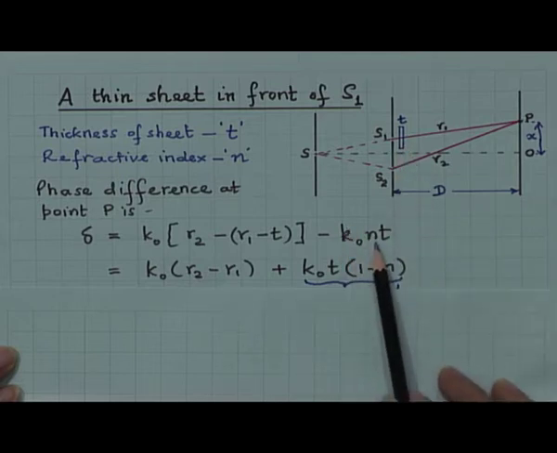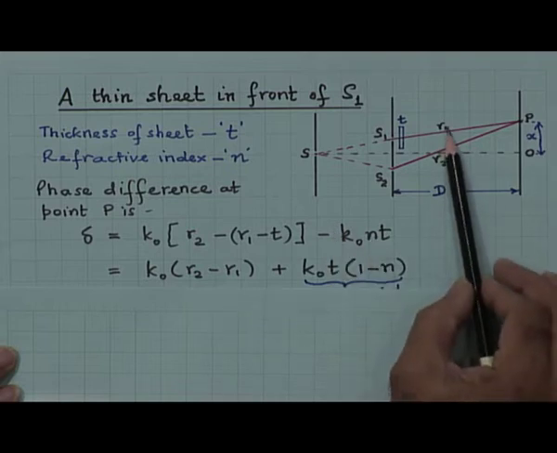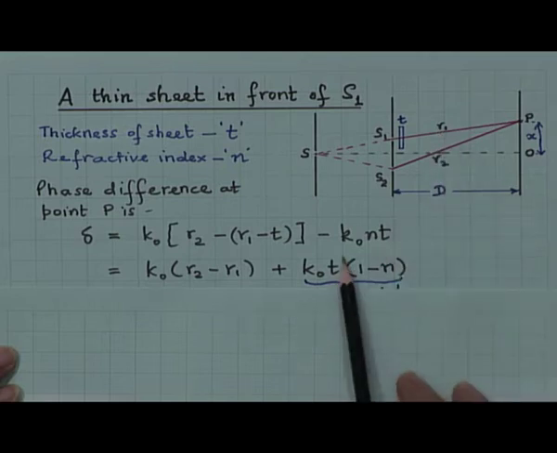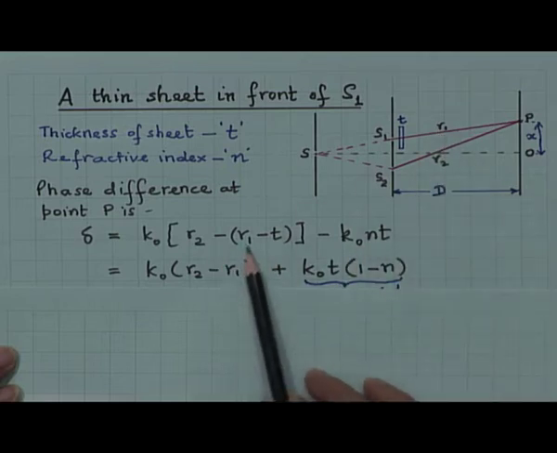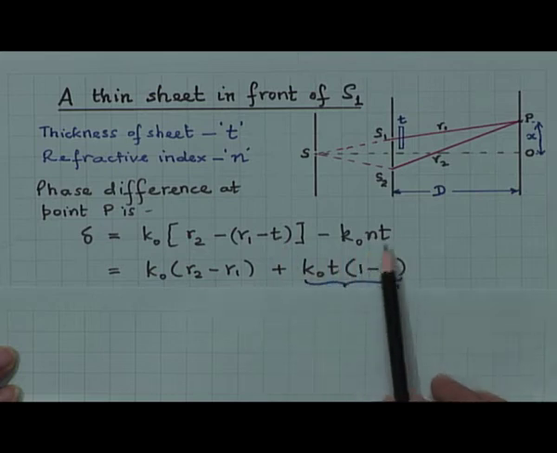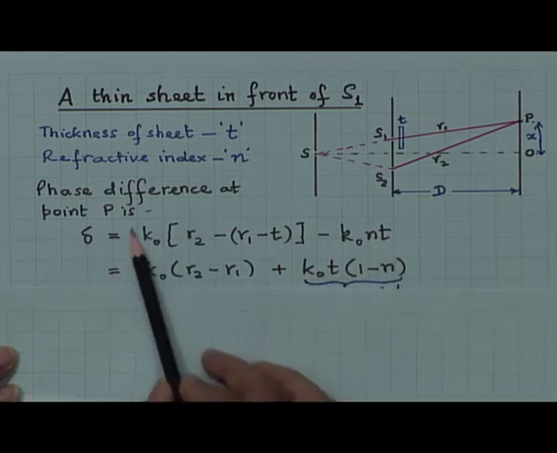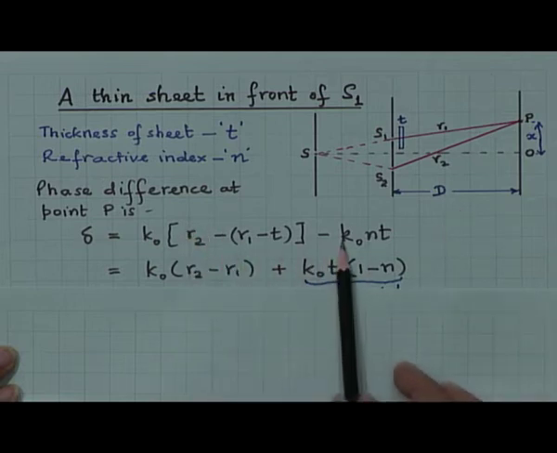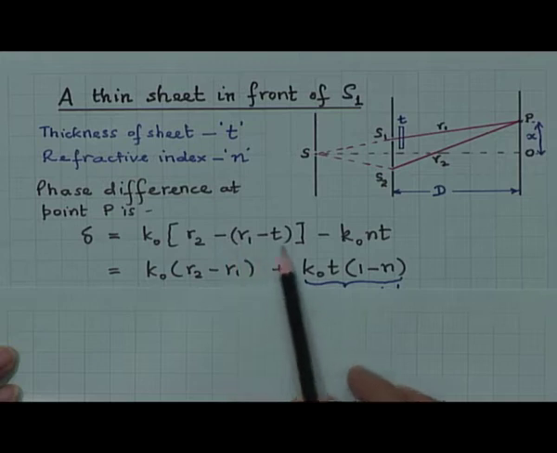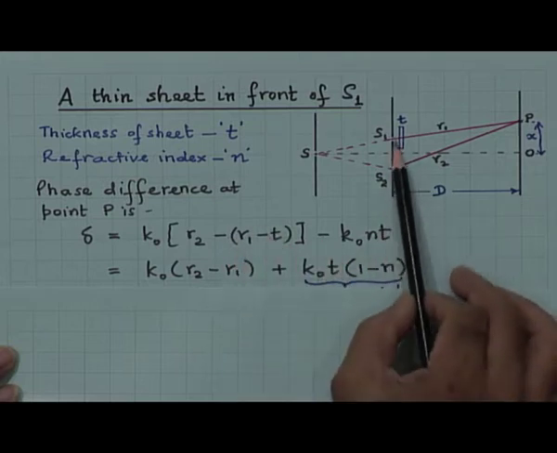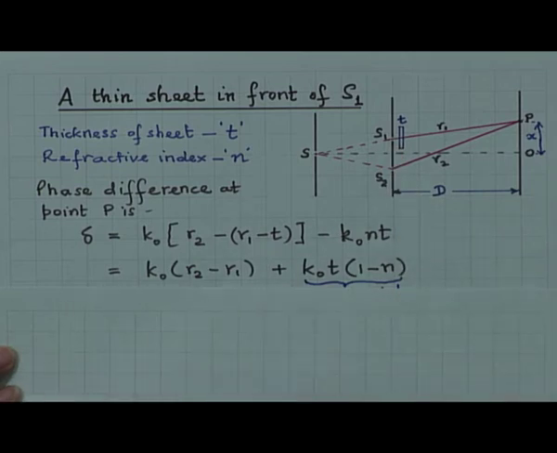So, k0 into R1 minus t plus k0 into nt. Therefore, the phase difference is k0 R2 minus all of this, that is why we have minus here. So, minus (R1 minus t) in air and minus k times t because of this. So, that is the phase difference.